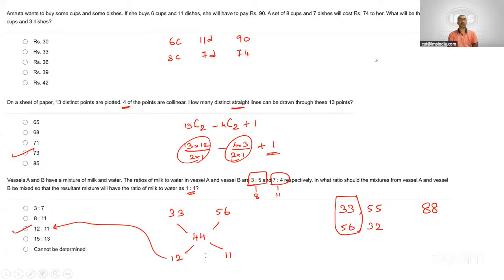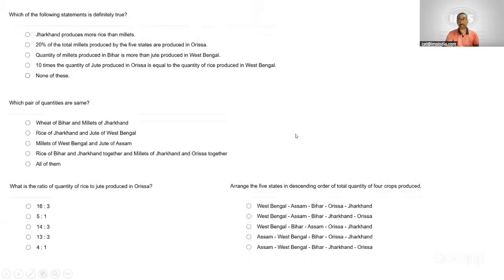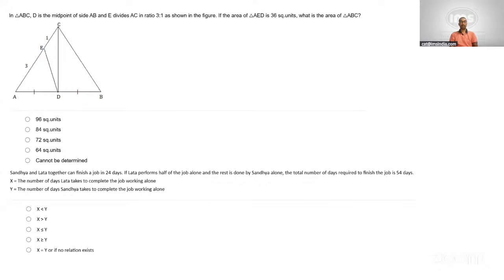Next question. In the year 2025, states of Eastern India, okay. Commercial crops, rice, wheat. No way. Sorry, I am not doing this for now. Maybe a little later, please. Okay, there are 1, 2, 3, 4, 5, 6 questions. Definitely worth a solve, but maybe a bit later.